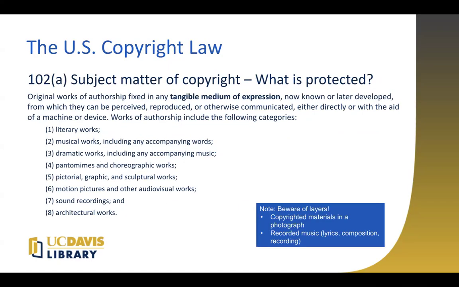The subject matter of copyright: what is protected under copyright law? It needs to be an original work, something new, of authorship. There needs to be an author, and I mentioned AI already. More recently, the Copyright Office, which is part of the government, put out guidance and said that material that is exclusively created by AI is not copyrightable. So the authorship really applies to human beings.